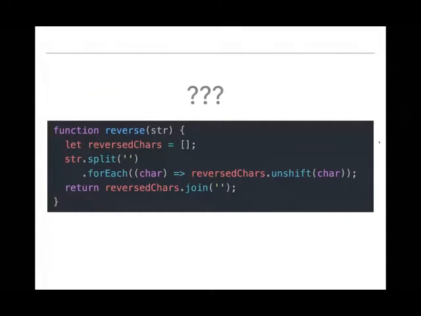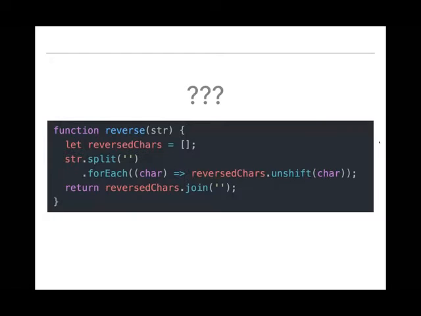So there's this reverse function, right? And by looking at it, hopefully you can understand what it's doing. There's this array of reverse characters. It splits the string, and then for each character in the split string, you unshift it onto the beginning of an array, and you just join that array together, and then you have a reversed string.